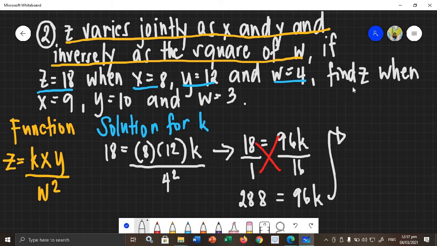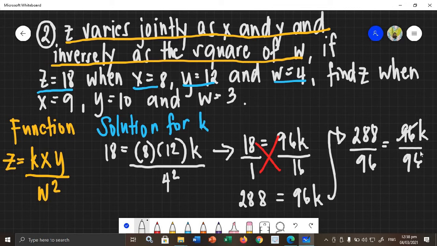So, para ma-cancel out yung coefficient ni k, we need to divide both sides of the equation by 96. So, it will be cancelled and the value of k is equal to 288 over 96. So, actually, we can divide 288 by 96 and that will be equal to 3. So, the value of the constant of variation is actually equal to 3.